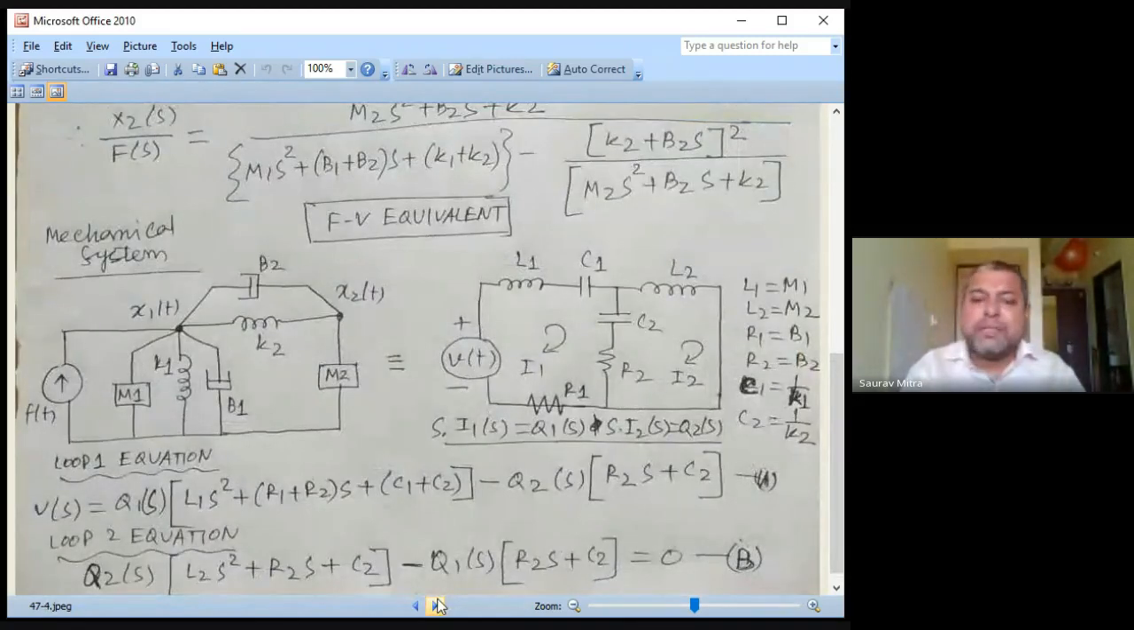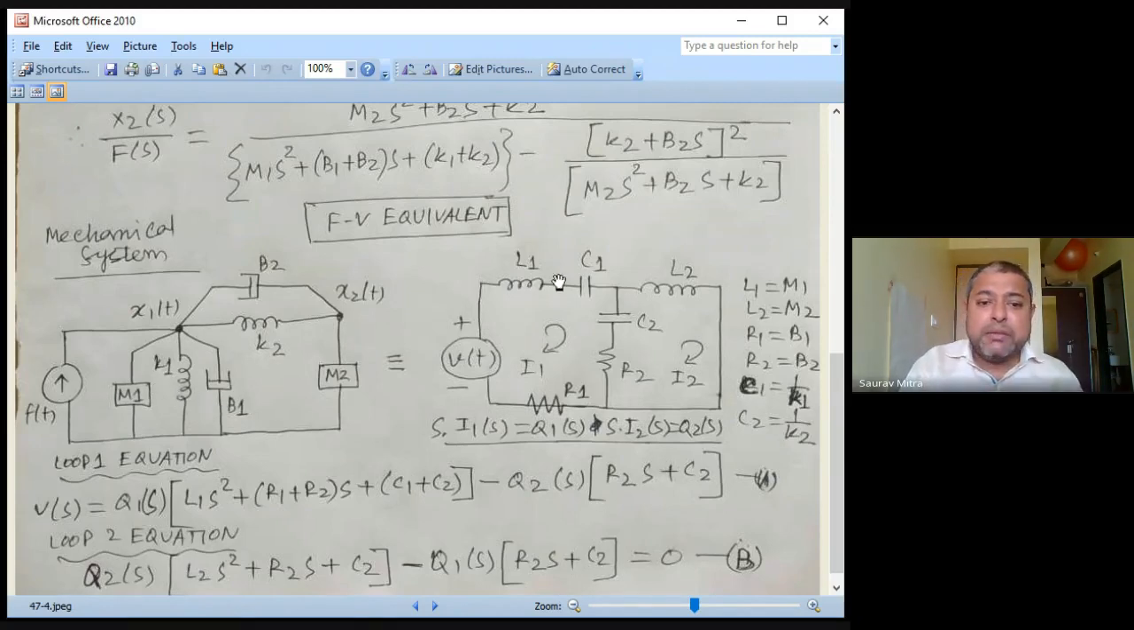So the same thing I have done in a very small space. Actually numericals are very small if you know how to solve them, and it is repetitive. So what was the directive? Whenever you are finding the FV analogy, all the series become parallel and all the parallel become series. In this case you are finding the FV analogy, so F becomes V, and M1, K1, B1: M1 becomes L1, K1 becomes C1, that is 1 by K1, and B1 becomes R1, so they become series. So L1, C1 and R1. This R1 can be drawn at the top also.